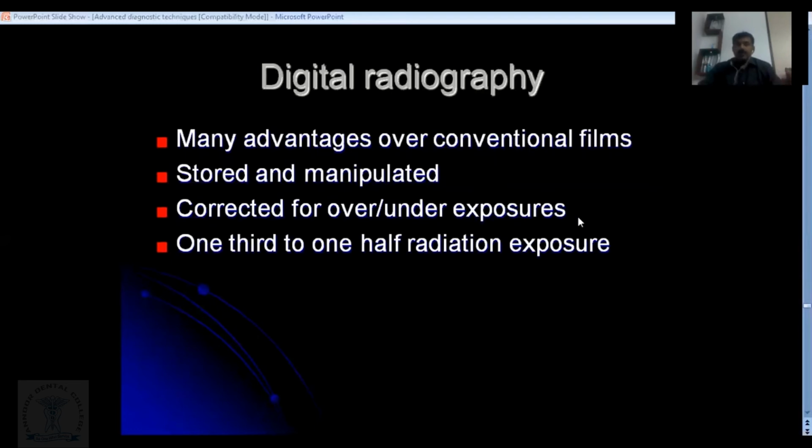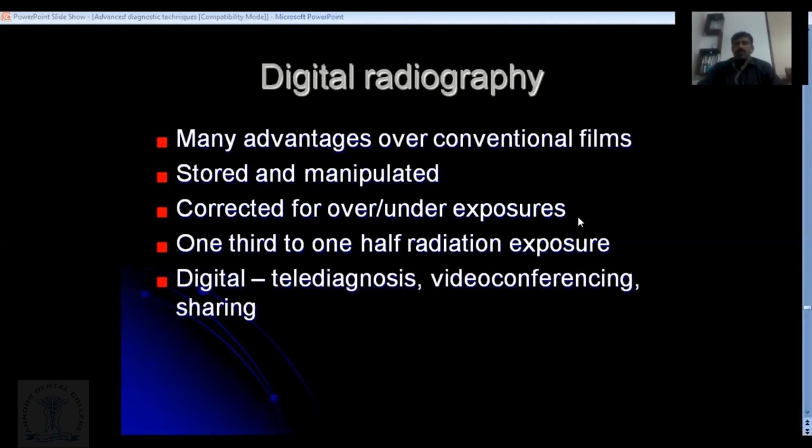A very important aspect is that with digital radiography, the radiation is half or less than what is needed to take a conventional radiograph with a film. And if we had to share an IOPA film with another dentist or doctor and take an opinion, you would have to send it with the patient, or sometimes by post. But with digital radiography, you have that image, you can WhatsApp, you can email, you can do teleconferencing. Everything is possible nowadays with this digital technology.